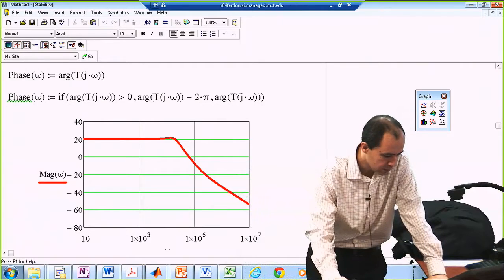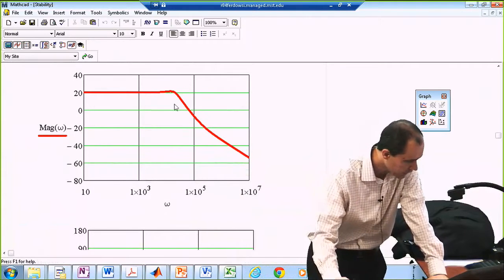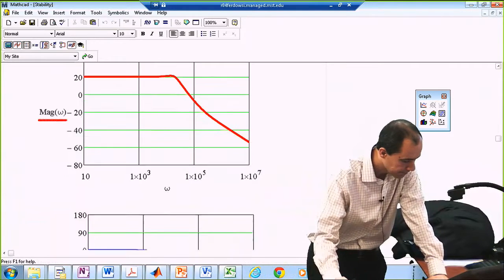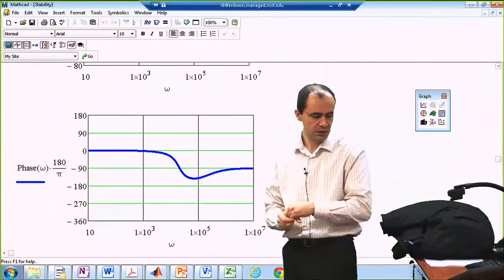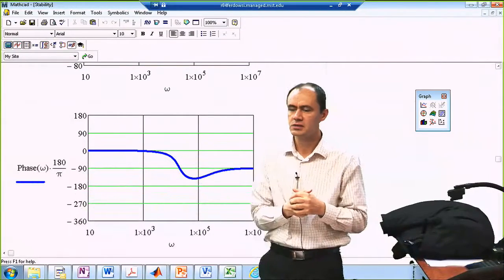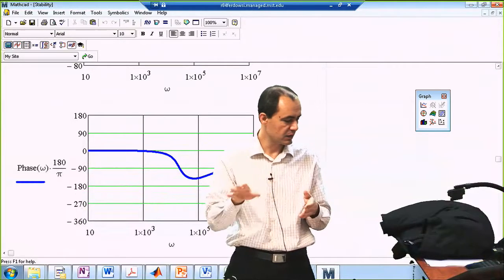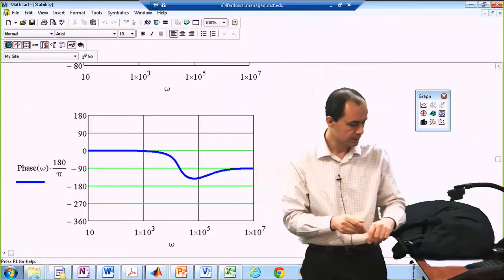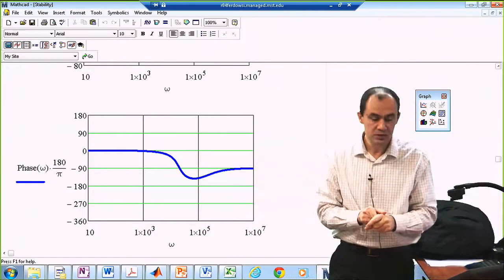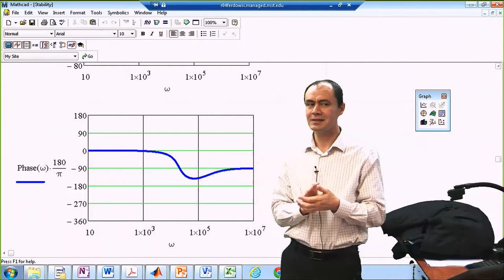Looking at the angle or phase, this is what the phase of the system looks like. It starts at very low frequencies at 0 phase delay, then at very high frequencies it goes to negative 90 degrees of phase delay. Now, first thing that I'm curious about is whether this system is stable or not.